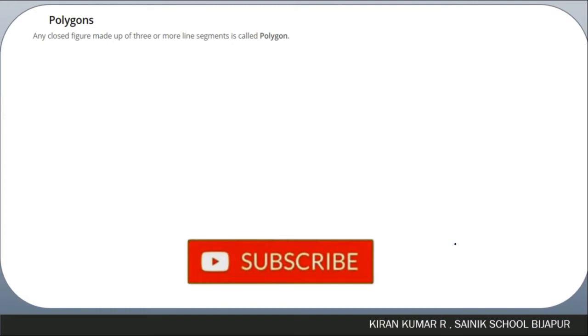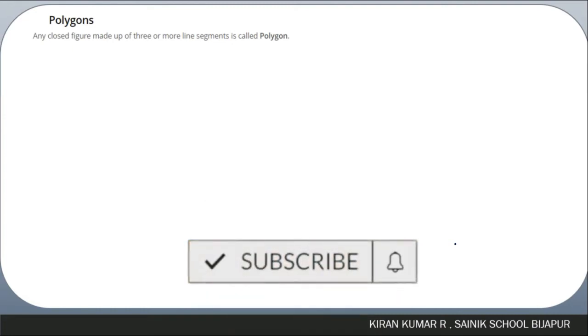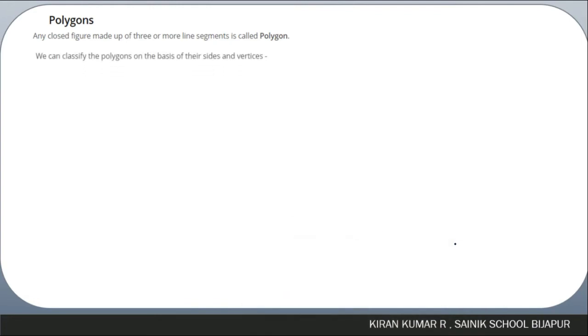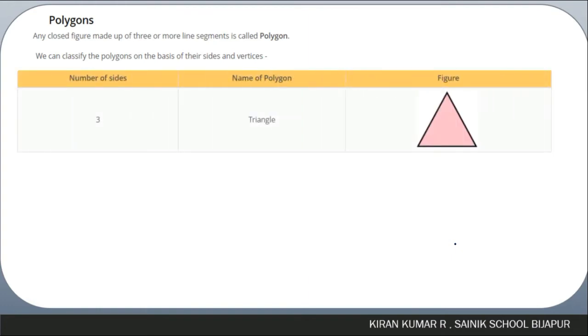In general, what is a polygon? A polygon is a closed figure made up of 3 or more line segments. We classify the polygons on the basis of their sides and vertices. Look at this. If the number of sides is 3, we get a triangle. If the number of sides is 4, we get a quadrilateral. And in quadrilateral we have seen different figures. Here I have considered only a square.